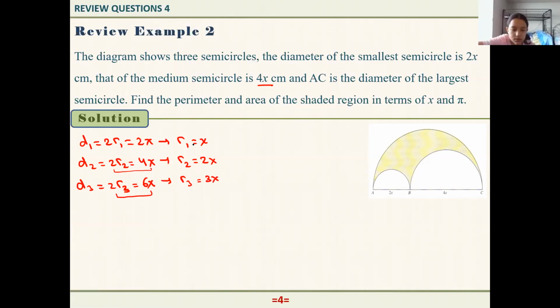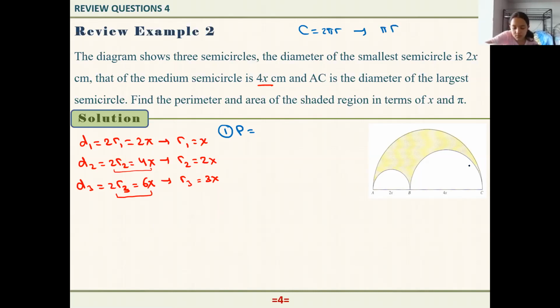Okay, I don't know if we are going to use the diameter or radius here. What is the question? Find the perimeter and the area of the shaded region. So first we start with perimeter. And again, what is the perimeter? Perimeter is the length of this semicircle, plus this one, plus this one. And once again, we know how to find the length of a semicircle, right? If it is a circle, it is 2 pi r. If it is a semicircle, it's just equal to pi r.